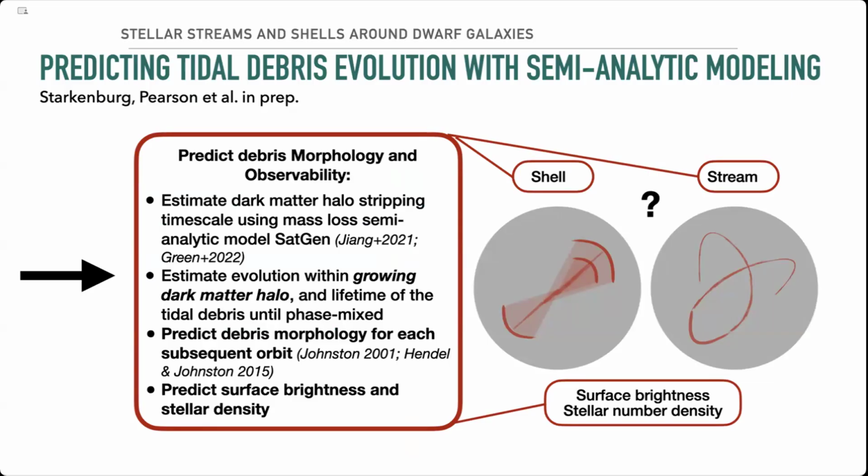How long does the stream survive? How long is it? How wide is it? What are its properties, or for a shell? And use that to predict surface brightnesses and stellar densities. Because this is done analytically, we can do this for arbitrarily many halos and get a statistical estimate of how many streams and shells and phase-mixed structures you expect around LMC-sized galaxies.